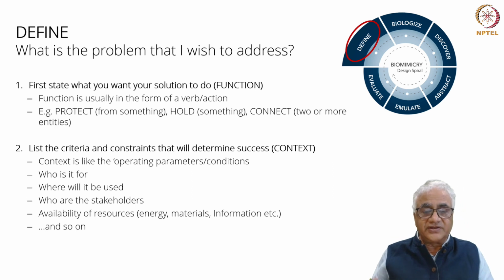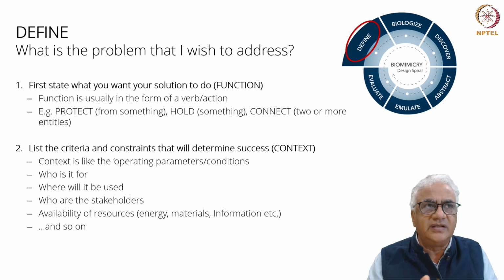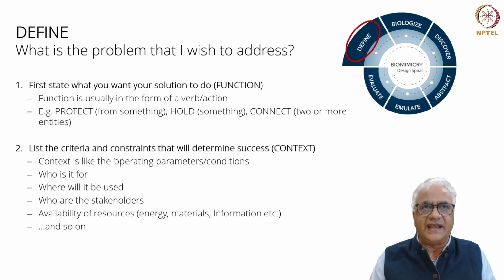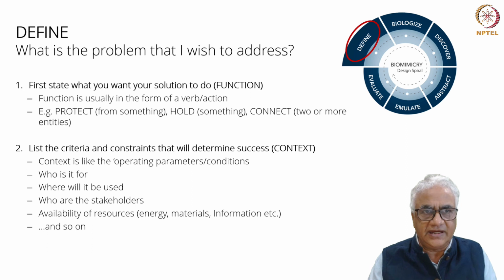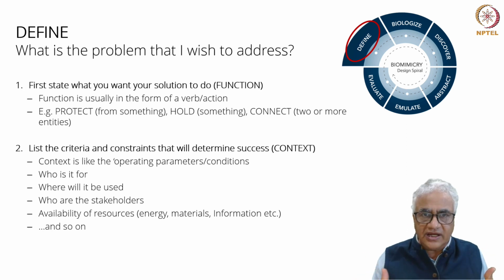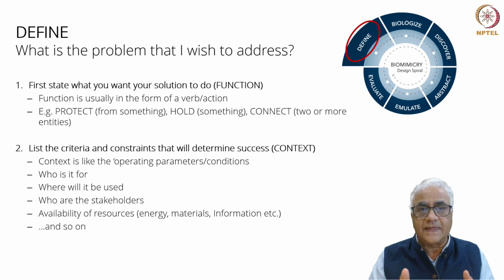Then list the criteria, constraints. This we already saw, right? Context is who is it for? So therefore, I want to design. I want to protect my things while I am traveling in the train, while I am walking, or in a rough terrain. Therefore, what are you doing? You are saying I am defining the context.